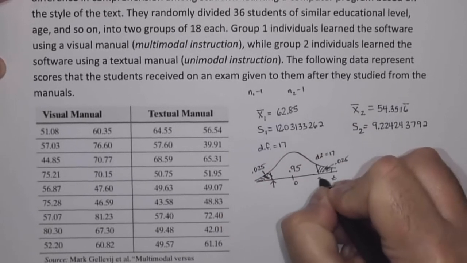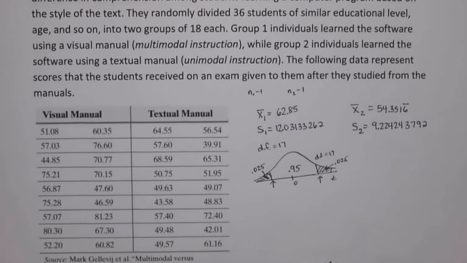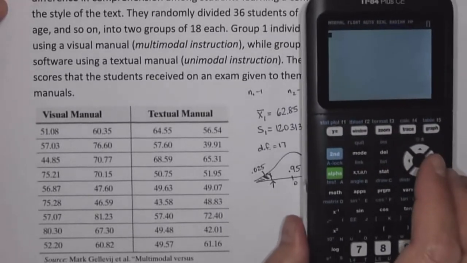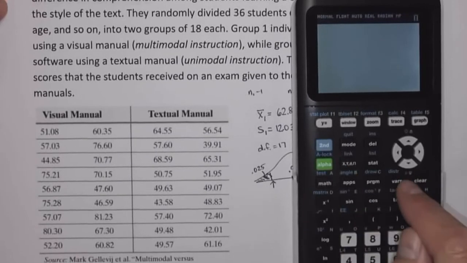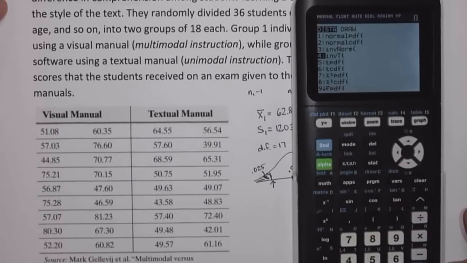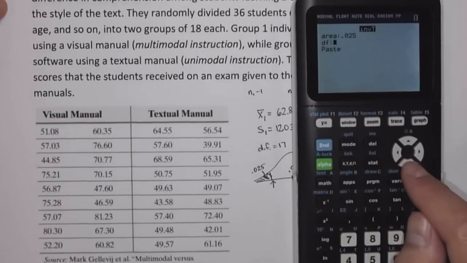I'm going to need to calculate the critical values so that I can calculate the confidence interval. Now I can do that by using the t-table from the back of the book, by using inverse t on my graphing calculator, or by using the t-calculator in StatCrunch. I'm going to use the inverse t command on my calculator. So I'm going to distribution inverse t. The area in the left tail is 0.025, and we have 17 degrees of freedom.